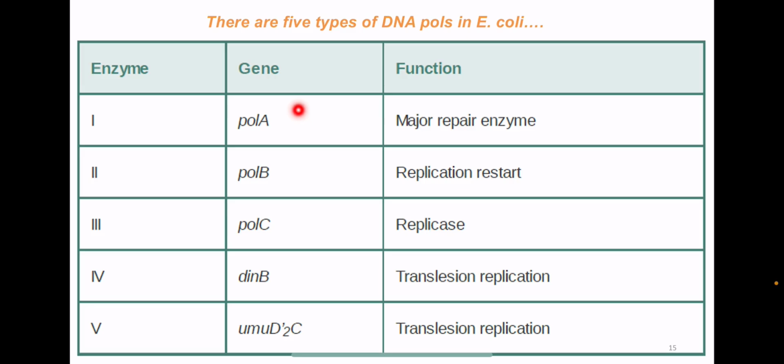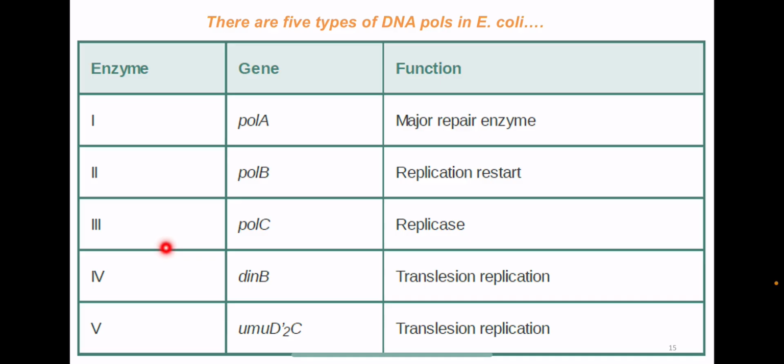So the genes that encode these enzymes are called polA. polA codes for polymerase 1, polB codes for polymerase 2, polC polymerase 3, dinB polymerase 4, umuD2C polymerase 5. So these are the functions. Okay, the last two, 4 and 5, are less talked about in most cases, especially in our course. Okay, and what we know about them is they are used in translesion replication, and we are going to talk about it as well, not in detail, but you should know that lesions are like, call them mistakes.